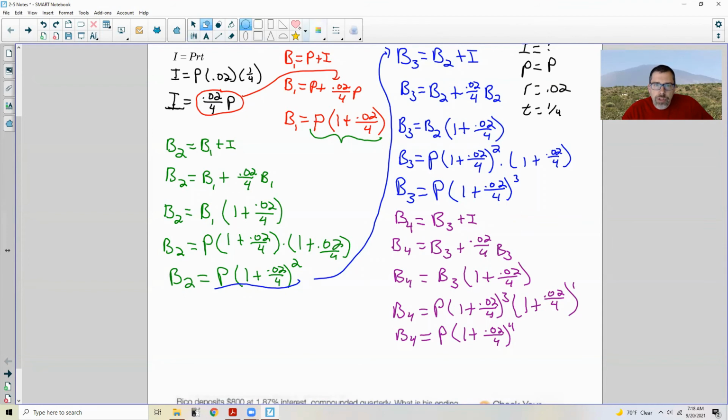Okay, so what has just happened? Well, we just found the formula for compound interest. Okay, and so what is it? Well, the balance after so many periods of time equals the principal times 1 plus r over t to the power of t.